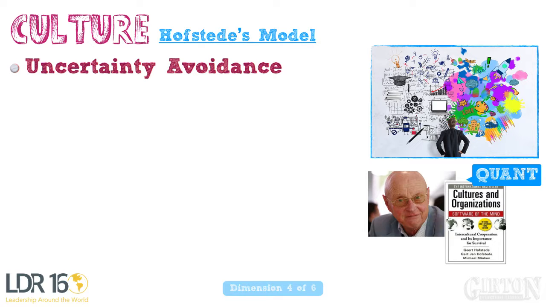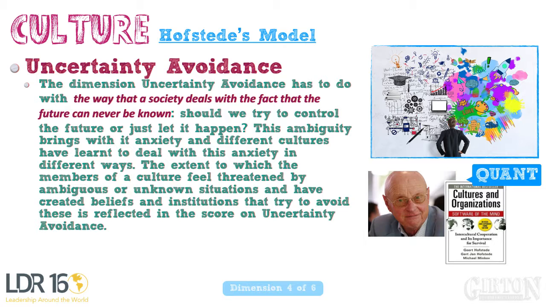One of those is uncertainty avoidance, and this dimension focuses on the way that a society deals with the fact that the future can never be known. So, for instance, Japan is a very high uncertainty avoidance culture, and they try to ritualize a lot of their behaviors. They're kind of routine and done the same way, because that way you can expect to get the same result every time.